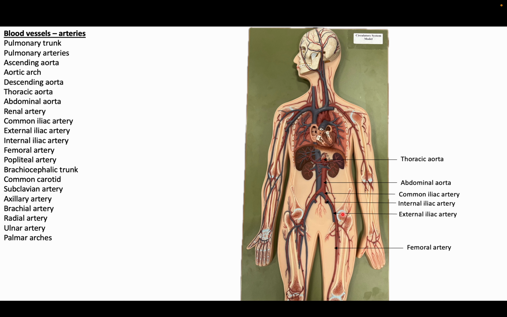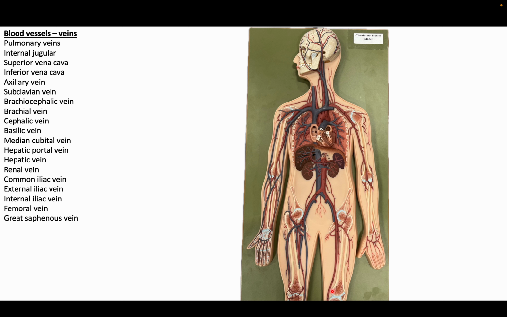Branching off of the external iliac artery, we have the femoral artery, which takes oxygen-rich blood to your lower limbs. And we also have the popliteal artery as well, which branches off from the femoral artery. The popliteal artery supplies blood to your knee joint. So these are the arteries in your body.